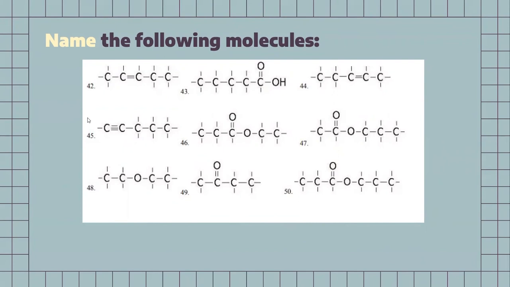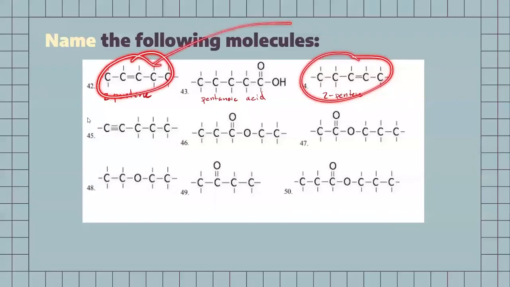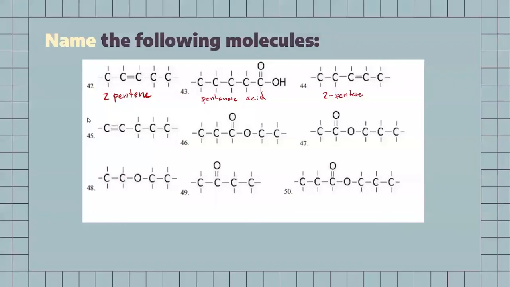For 42, still working with a pentane since we have 5 carbons, but now we have an alkene on carbon 2, so this would just be 2-pentene. 43, we have our carboxylic acid group, so then this would just be pentanoic acid. For 44, we have again that alkene group, but we're going to start our numbering on the side closest to that functional group. 1, 2, so this would just be 2-pentene. This one and this one are the same molecule, just flipped.